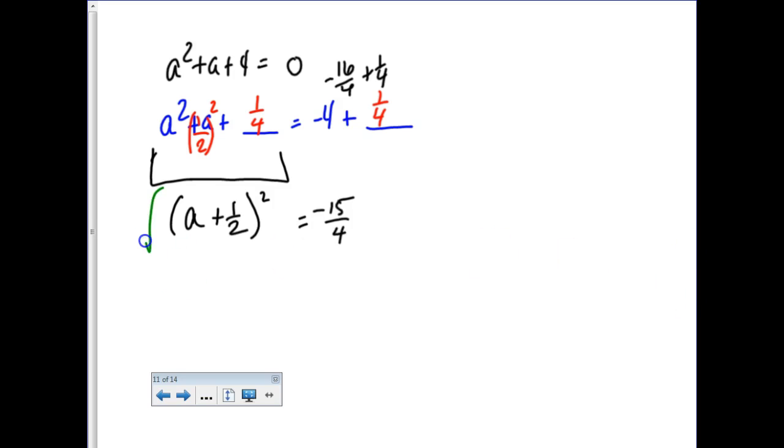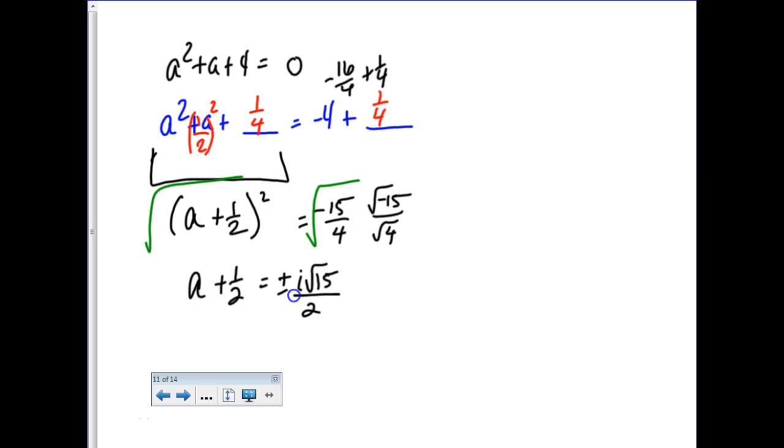And square rooting both sides. So this ends up being a plus, you guys don't have to write all this down if you're not curious. A plus 1/2 equals, same square rooting rules, I'll write plus or minus. I'm going to break down these radicals, numerator and denominator, separately. And this is how we're going to get an i times the square root of 15 over 2. And then our last step would be to subtract this 1/2 over.